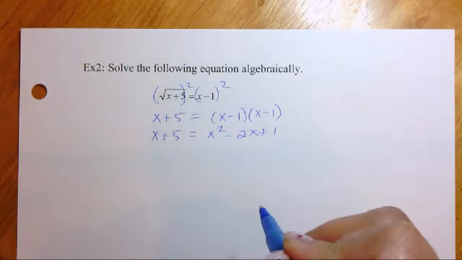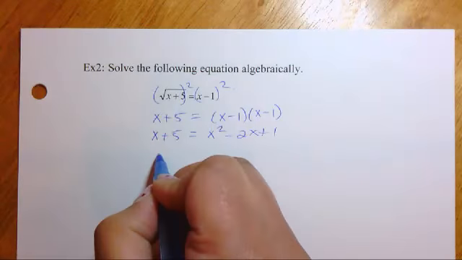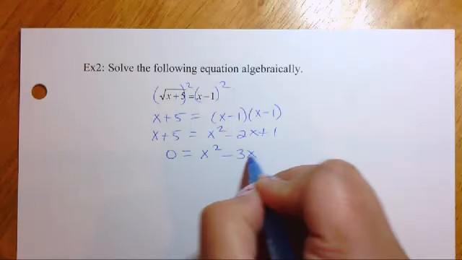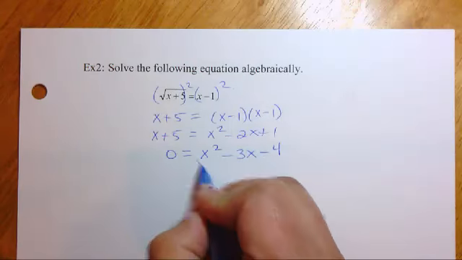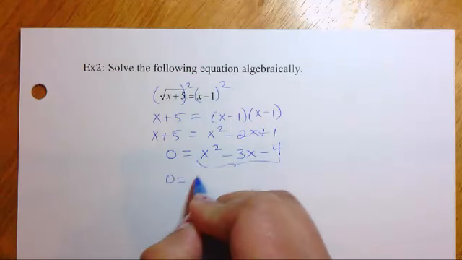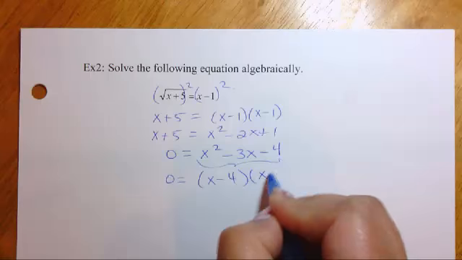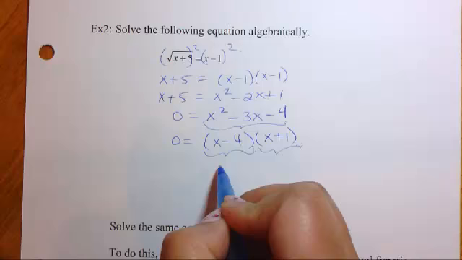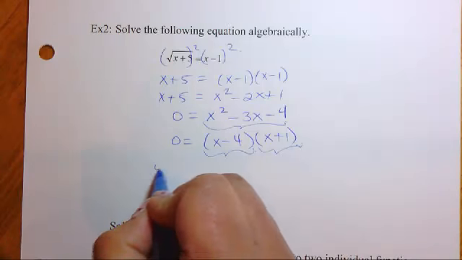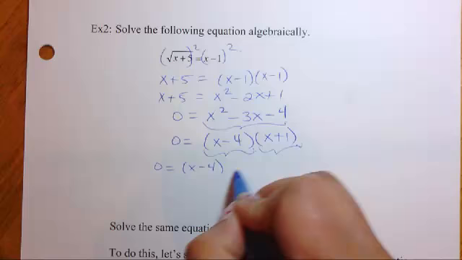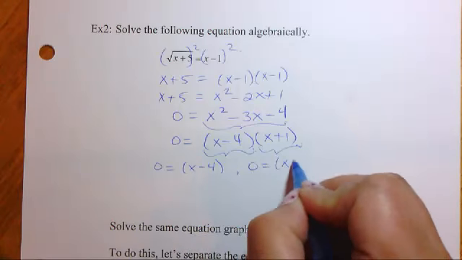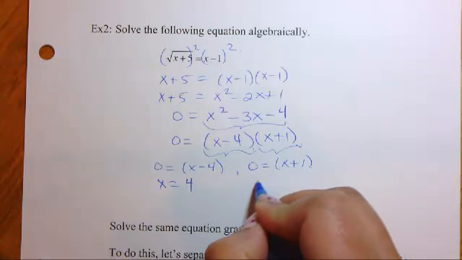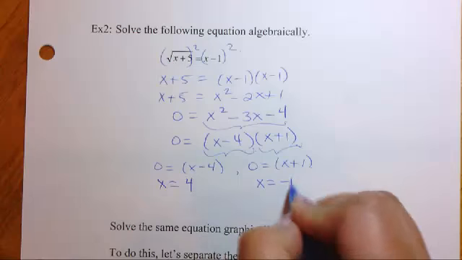Move everything over to one side of the equal sign, and then you're going to get it equal to 0. So you end up getting 0 equals x squared minus 3x minus 4. And then you're going to have to factor this. So we've got 0 equals x minus 4, x plus 1. Set each of these equal to 0, and then you're going to solve for x. So you go 0 equals x minus 4, and 0 equals x plus 1. So in this case, x is equal to 4, and for this one, x is equal to negative 1.